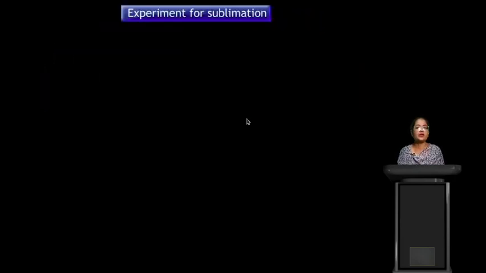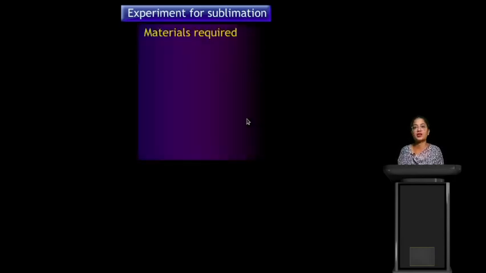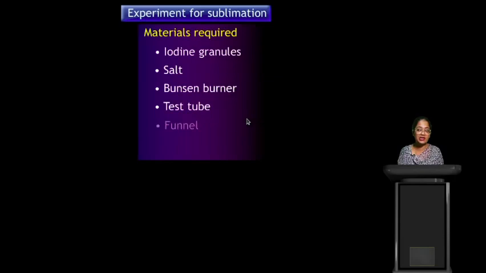Now, let's look into a small experiment for sublimation. What are the materials required? We need iodine granules, salt, and a Bunsen burner for the flame. Then we have a test tube, a funnel, and also a china dish. We already put the salt and iodine crystals together yesterday in a watch glass, so it's a similar experiment here. Let's see what the experiment is.